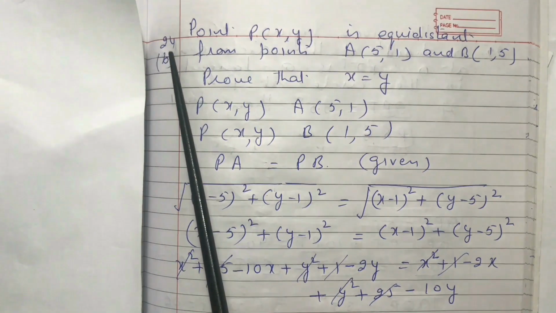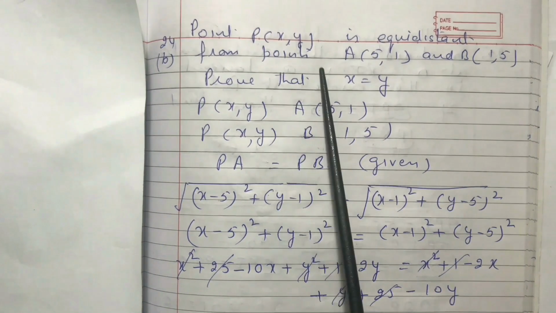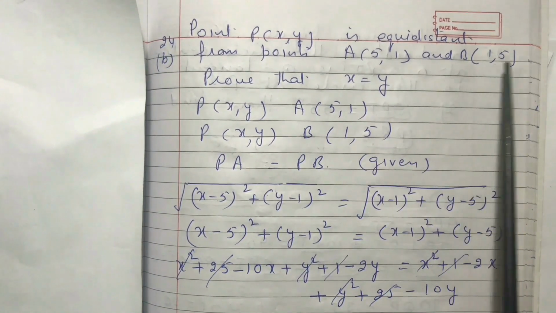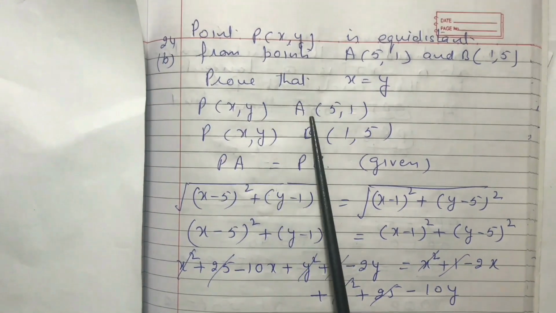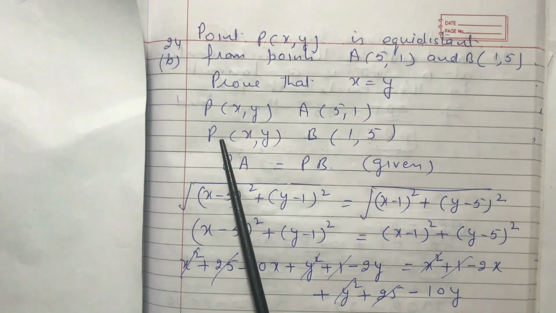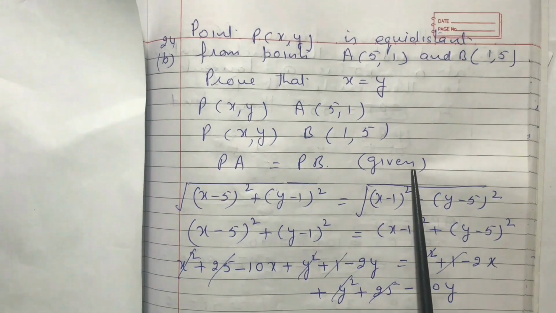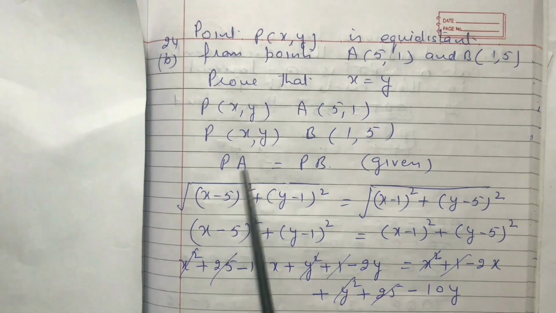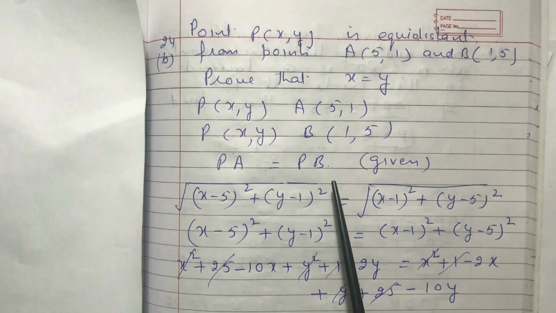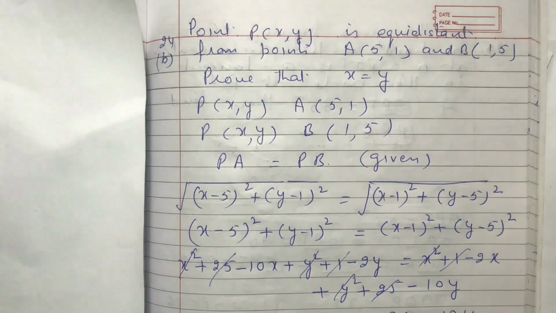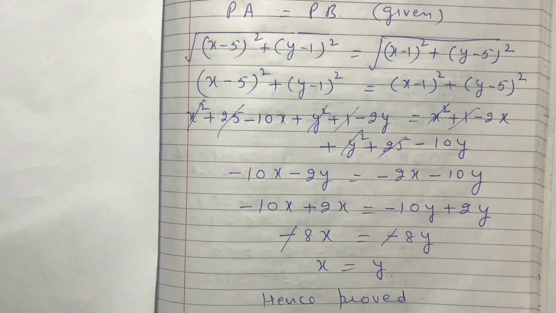Now this question is 24b. Point P(X, Y) is equidistant from the points A 5 1 and B 1 5. Prove that X is equal to Y. Now coordinates of P are X Y, coordinates of A are 5 1. Coordinates of P are X Y, coordinates of B are 1 5. So PA is equal to PB. That is given to us. So write the distance formula for PA, write the distance formula for PB. You can write this. And if you keep on solving this, you will get the result X is equal to Y. This is what you want to prove.